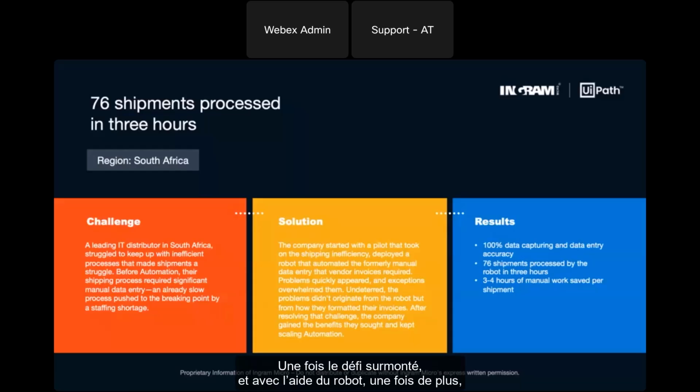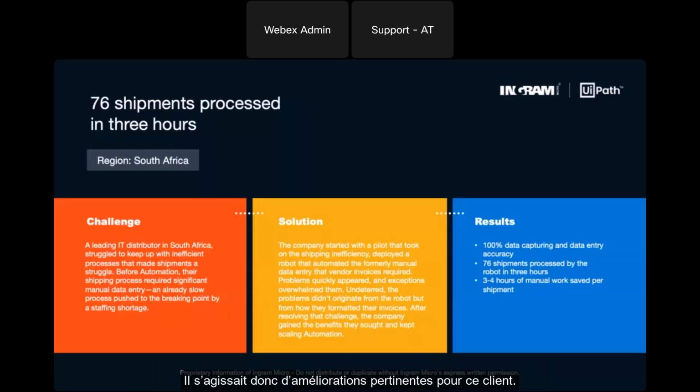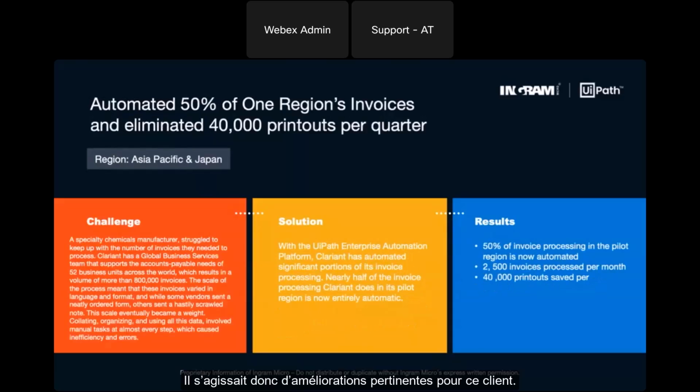So once they resolved that challenge, and along with the robot, they achieved some significant results like 100% data capturing and data entry accuracy, 76 shipments processed by the robot in just 3 hours, and 3 to 4 hours of manual work saved per shipment. So these were relevant improvements for this customer.